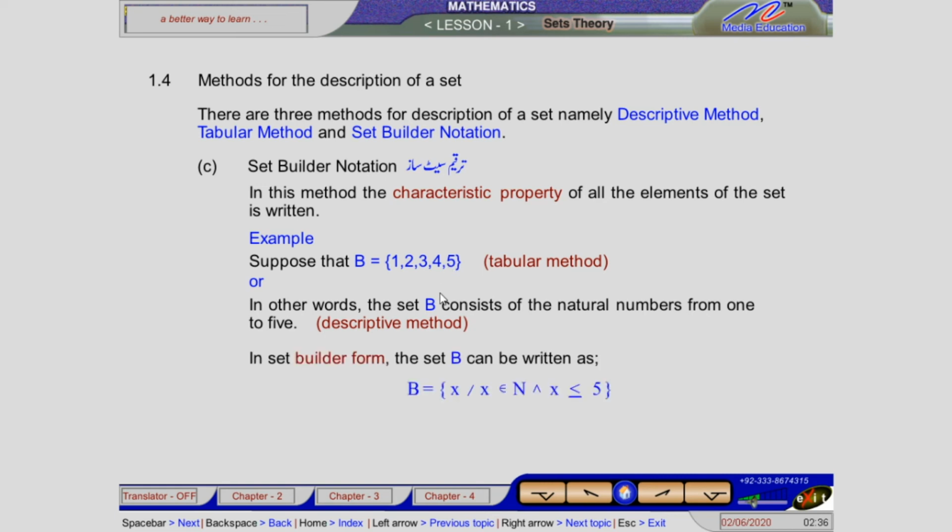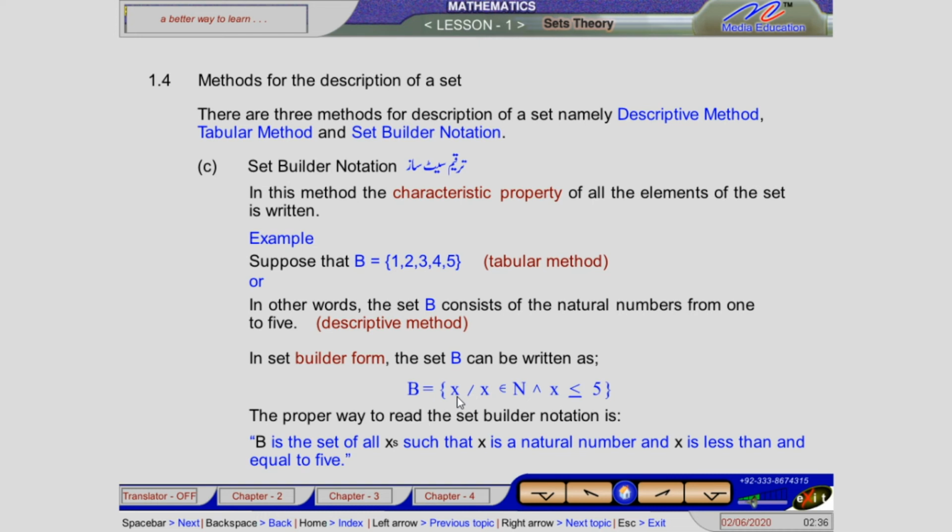Now in the set builder notation form, set B will be written like this: set B is the set of all x's such that x is a natural number, or you can say x is an element of natural numbers and x is less than or equal to 5.